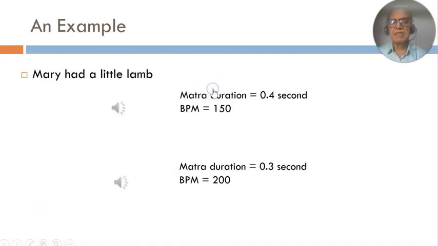And let us see a demonstration of this. So let's take a melody which is used for children, quite famous. And what we are going to do is to play this melody at 2 BPMs. First, when matra duration is 0.4 second, BPM is 150, and then we increase the BPM by making matra duration equal to 0.3 second. And let's see what happens. So first, let us play at this BPM.